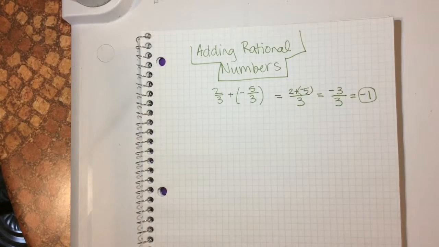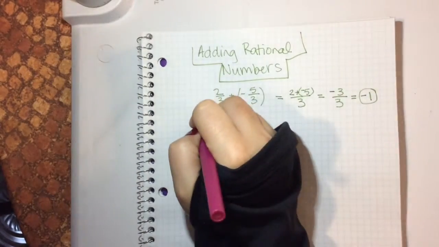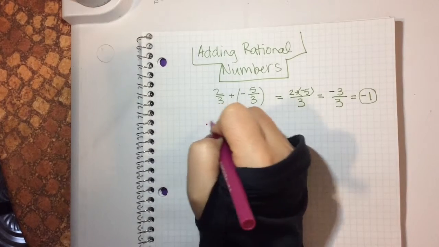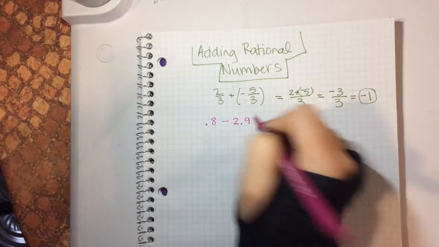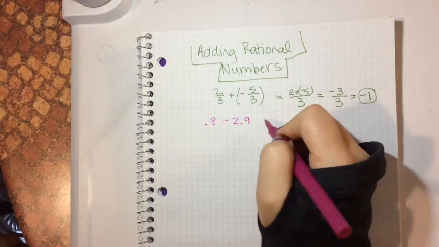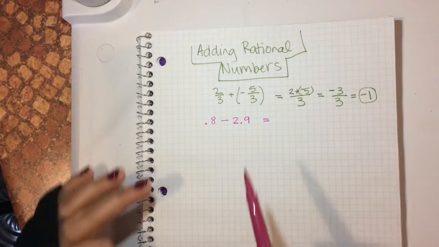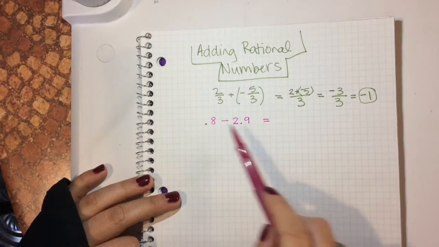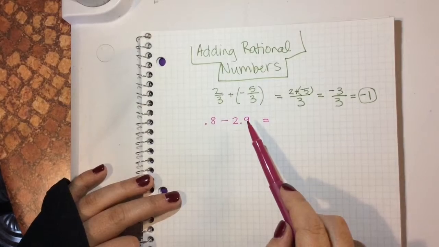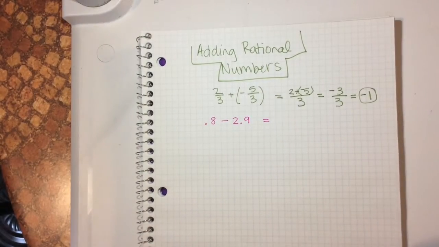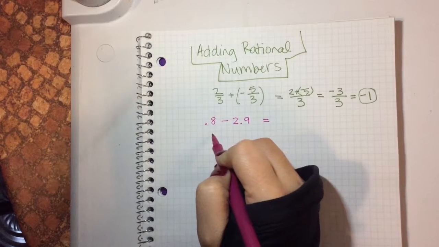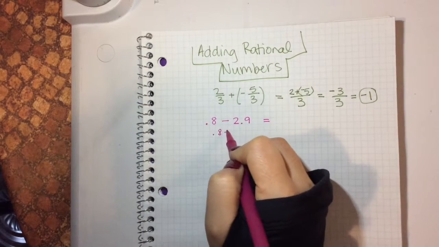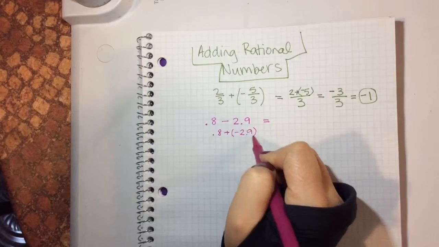Now, it works the same with decimals. Let's say I've got something like this: 0.8 minus 2.9. Okay? Now, when I am looking at this, I have to be really careful because it could be really easy for me to just do a subtraction problem and get something that's more negative and not do this properly. So I want to look at basically what is this asking me to do? It's asking me to add a negative 2.9 to my 0.8.